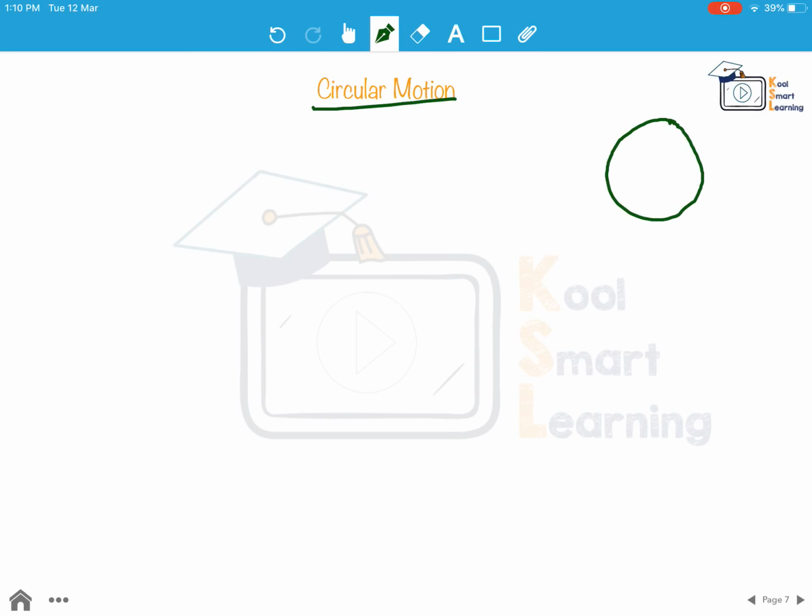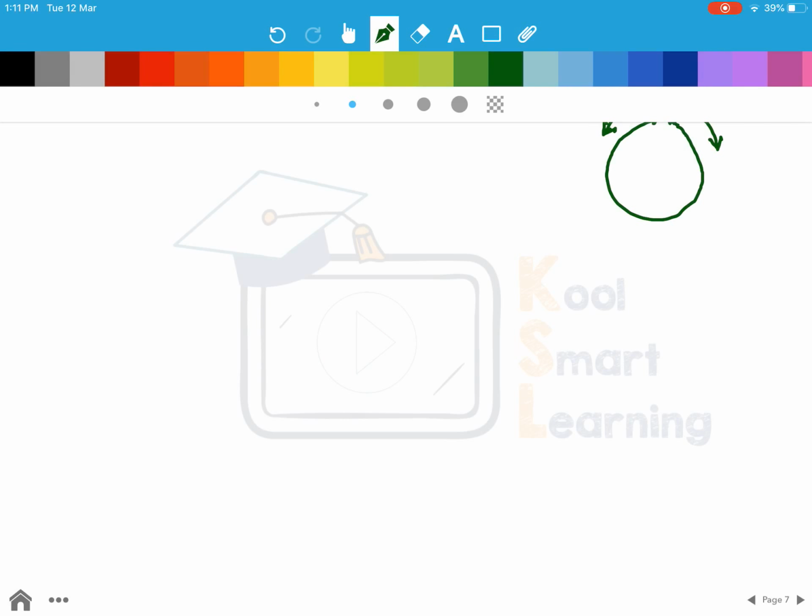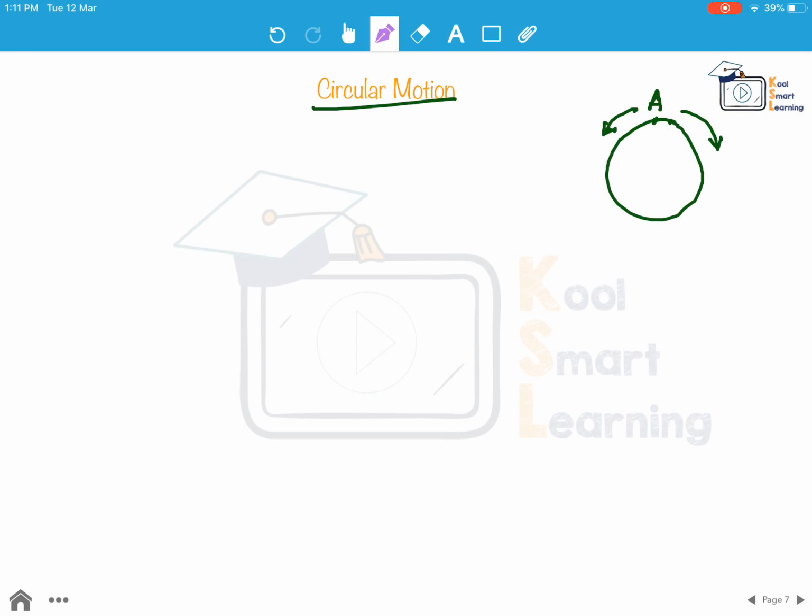Now supposing we take this point A and two people start from the same point at the same time in the same direction or opposite direction. One possibility is that one person starts moving like this and the other person starts moving like this, right? Let's use a different color for that. Right? So now we are taking the example of opposite direction.